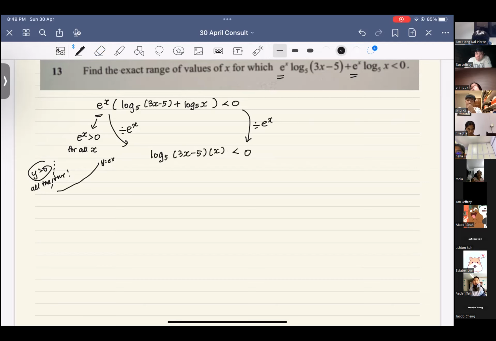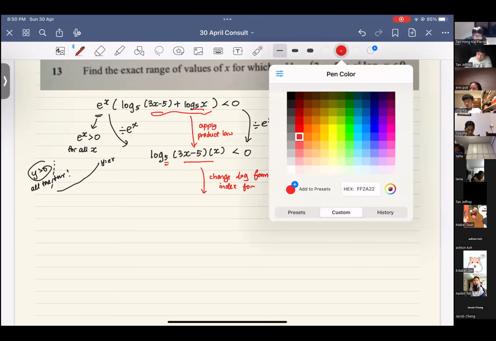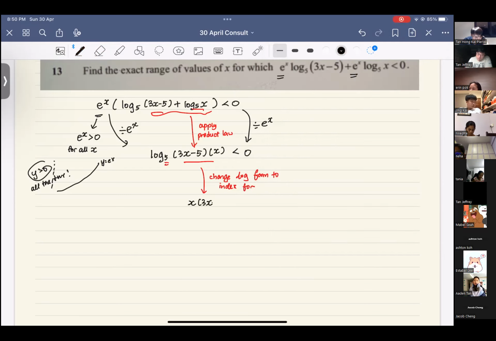The reason is because at the same time I can apply the product law of logarithms, right? Log A plus log B is log A times B. Over here, I can change the log form to index form. So 3x multiplied by 3x minus 5 is less than 5 power 0. I'm just changing log form to index form.